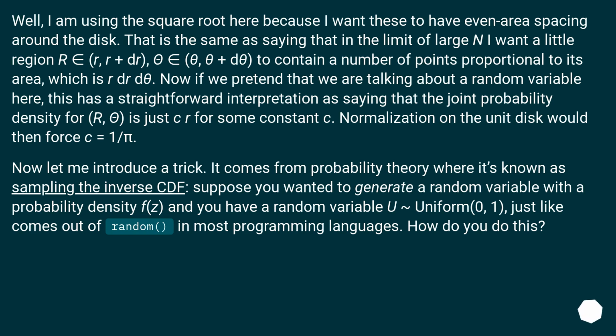Now let me introduce a trick. It comes from probability theory, where it's known as sampling the inverse CDF. Suppose you wanted to generate a random variable with a probability density f(z), and you have a random variable U uniform on (0, 1), just like comes out of random in most programming languages. How do you do this?